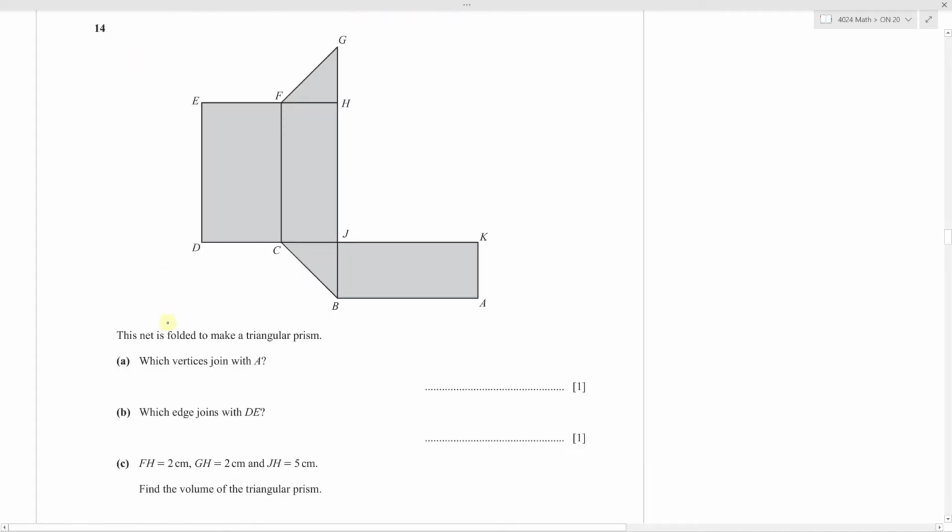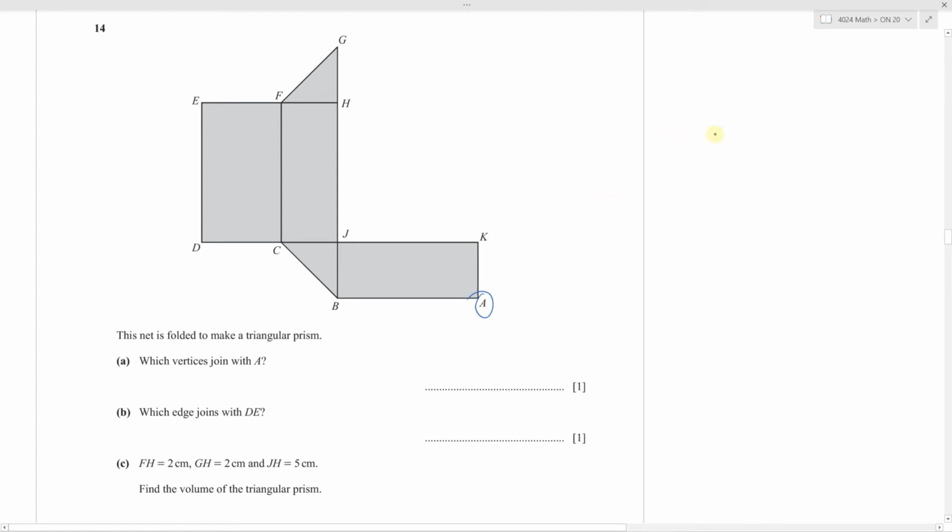So question number 14 is this net is folded to make a triangular prism. Part A is which vertices join with A. So A is this point here. So what I'll do is I'll rotate this image a little bit and try to create a 3D view from this net of the prism that we will create from this net. If you can visualize how you can create your prism from the provided net, that is fine as well. But let me actually go through the process of creating the prism so that it's easier to visualize.